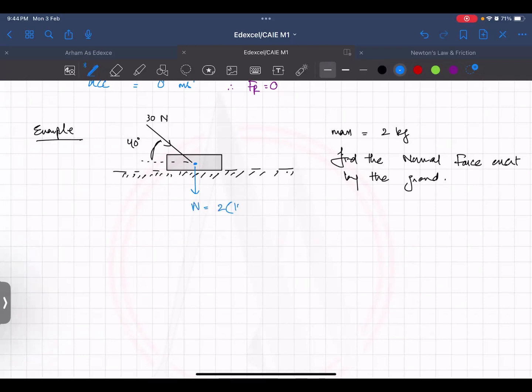2 times 10 Newton. And if we break this 30 Newton force into its components, one would be the horizontal component, which would be 30 cos 40. This is what we have done. The component which is adjacent to the angle is cos. And this one would be 30 sine 40. And we know that this one is the force which is acting downwards.